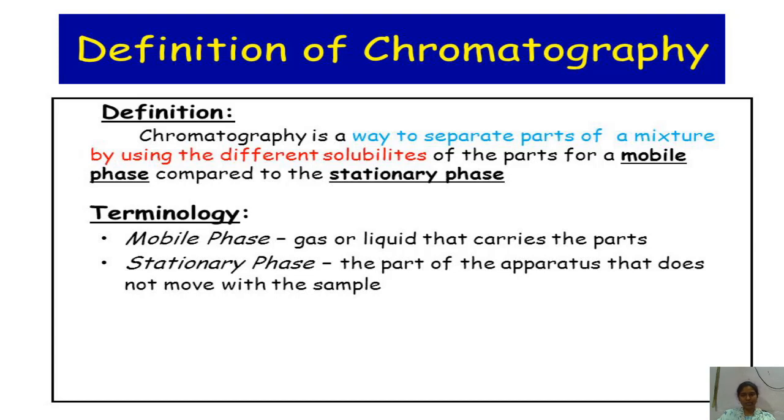So in chromatography, the two terms that we have to remember are mobile phase and stationary phase. The mobile phase may be gas or liquid, and the stationary phase may be the apparatus that does not move with the sample. Okay, this is about chromatography.